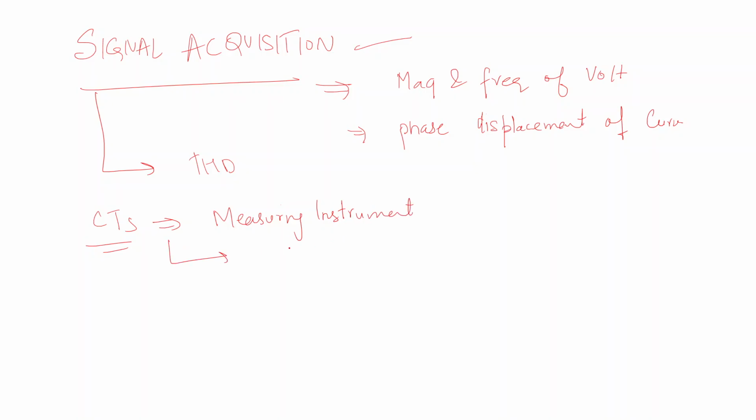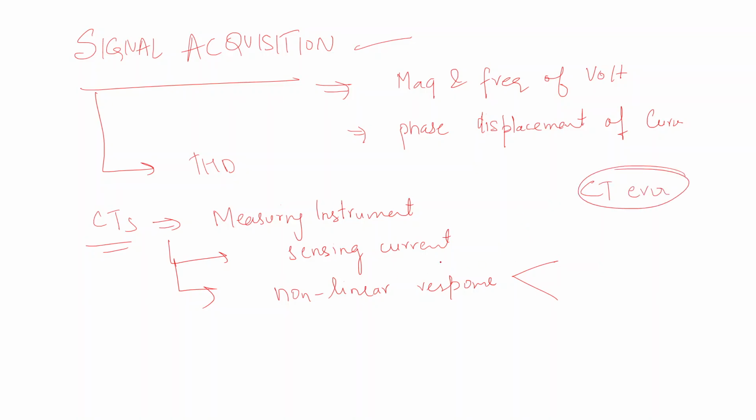So, CTs are generally used for sensing the current, and the disadvantage of these CTs is that they have a non-linear response, which can cause measurement or energy errors. That's why you have heard in your instrumentation classes there is CT error. You have calculated the error. So why do those errors occur? Due to the non-linear response of the CTs. Okay. Now after this, we will.